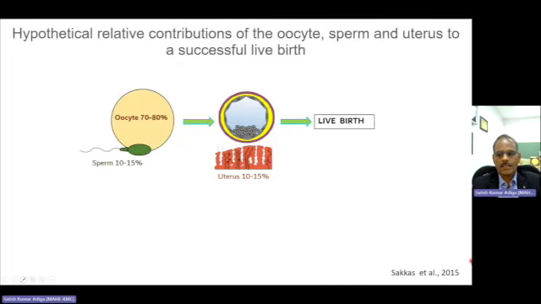It has been suggested that the relative contribution of the oocyte to a successful live birth is much higher than the contribution from sperm or endometrium. That's why we should know more about the oocyte, so that we can get better fertilization, good quality embryos, and good pregnancy in our IVF program.